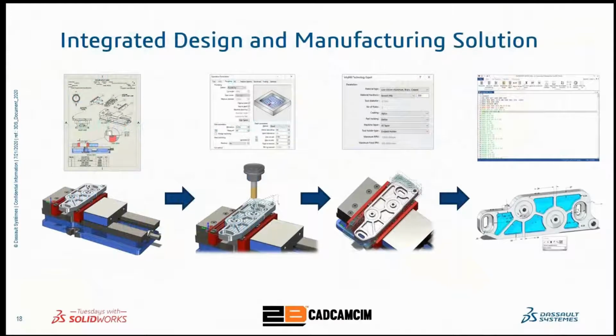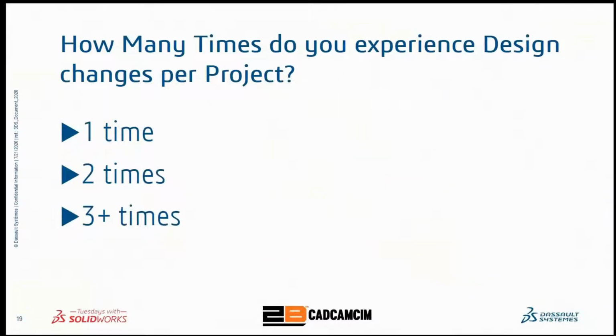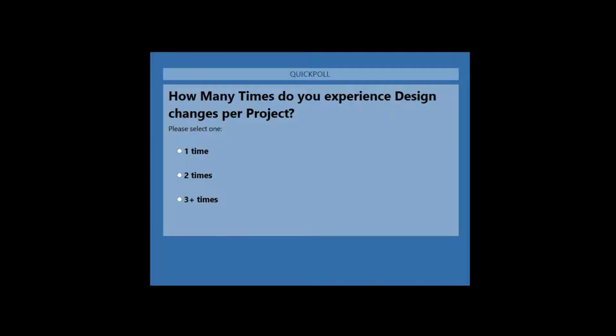So after I have done with the high-speed machining, I will go to the fourth section, which is the design change. Before that section, I need to ask something. How many times do you experience design change per project? 1 time, 2 times, 3 times, or more?